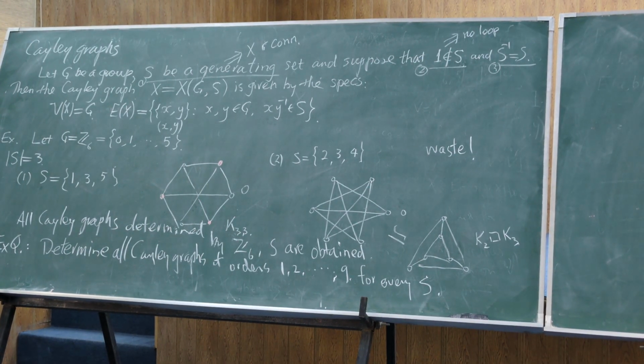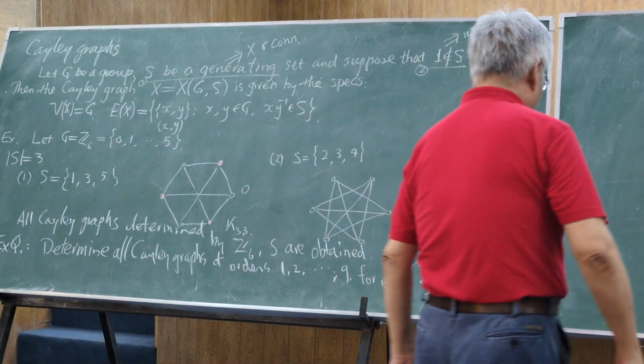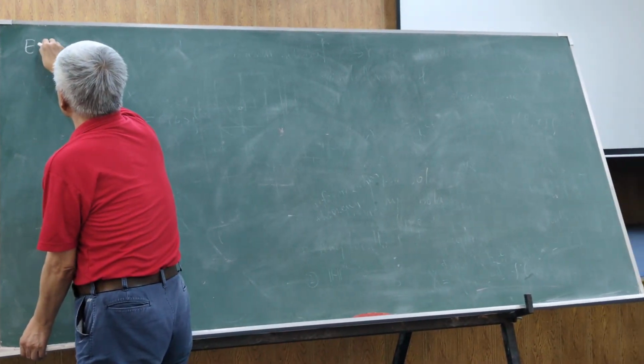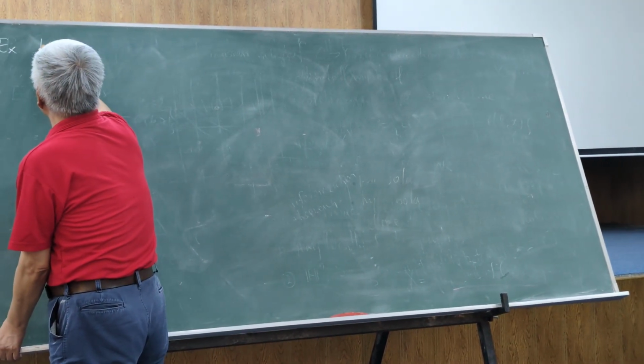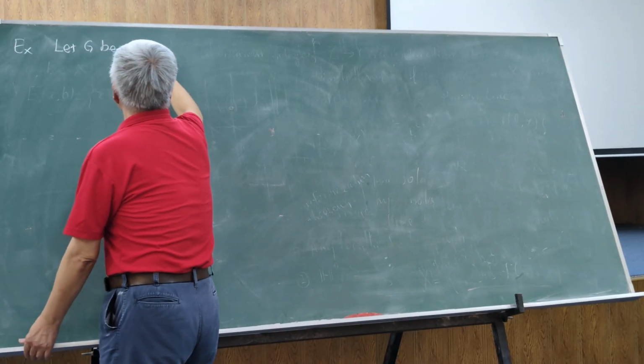So this is another thing, before I forget, and then I'll move to the next one. So let G be any group. This is example 2. Any group of order A.